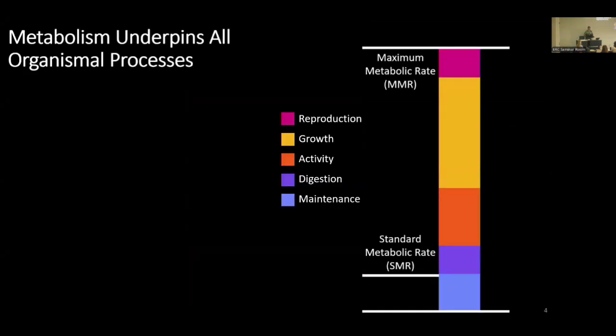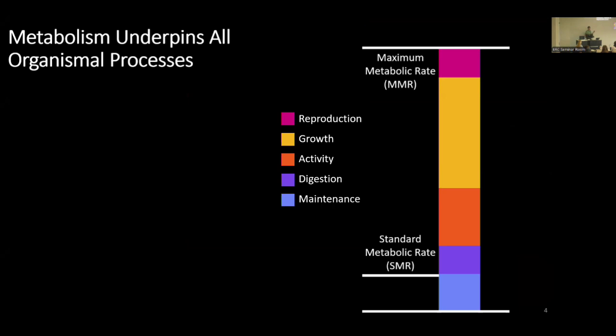So the metabolic theory of ecology holds that the rate at which an organism's metabolism proceeds underpins all processes within that organism's body, right? And that rate can vary between species, between individuals within a species, and also over time within an individual. This bar represents a hypothetical range of metabolic rates of which an individual fish is capable.